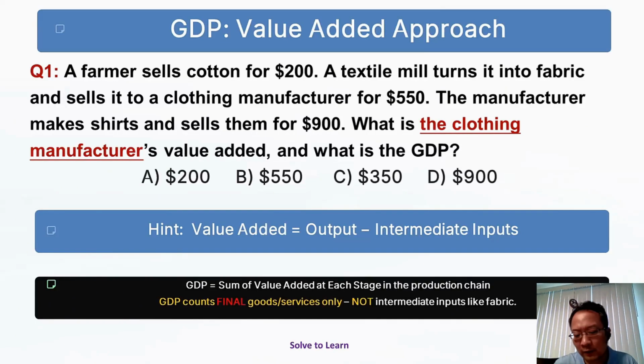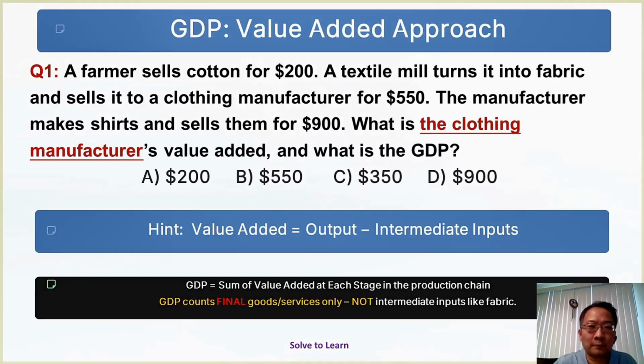There are several ways to calculate GDP, and today I'll introduce the so-called value-added approach to calculating GDP. As always, GDP is not just a game of cash flow. Instead, it's about the value truly added at each stage, then summing all added value. This way, we arrive at the same GDP.